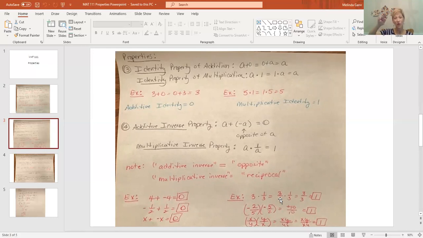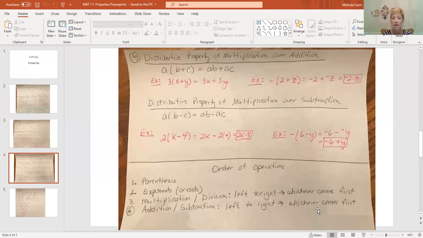So reciprocal, multiplicative inverses mean that you flip the numbers. So what was the numerator becomes the denominator. What was the denominator becomes the numerator. Now, you don't change the sign. You just flip it. So the multiplicative inverse of a negative 2/5 is a negative 5/2. You simply flip it. Because think about why. Negative 2 times a negative 5 is a positive 10. And then positive 5 times a positive 2 is a positive 10. So you get that 1.